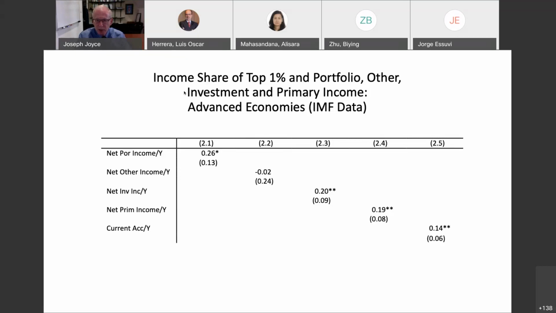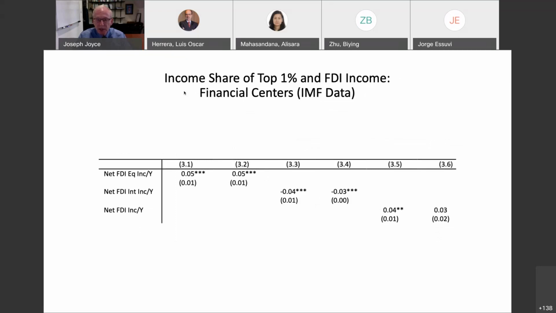Suppose I switch to my financial centers. Interesting results. FDI income, equity income in the first two columns, again, is significant. By the way, the difference between the columns are simply the control variables in the paper. So those results are very similar. Notice now, however, in the middle two columns, when we switch to the interest income, there actually is a negative coefficient. So clearly, these interest payments are not benefiting the top 1% within the financial centers themselves, which I think makes sense. They're simply located there to take advantage of the taxes.